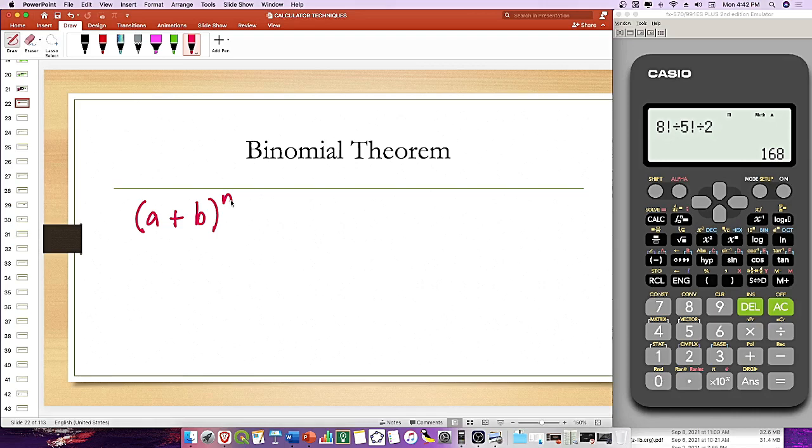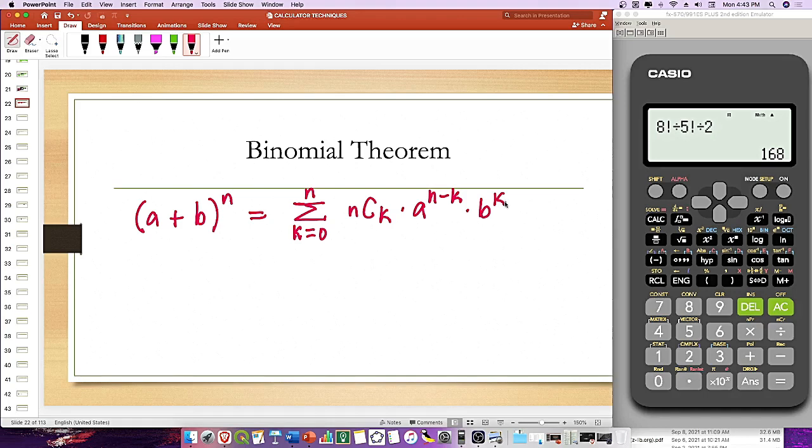If you are going to expand this in terms of sigma notation, or the summation, this is just the summation of nCr. If you can recall, nCr is a combination, but in this case, instead of r, I will be using k, from k equals 0 up to n. So this is nCk multiplied by a raised to n minus k, multiplied by b raised to k.